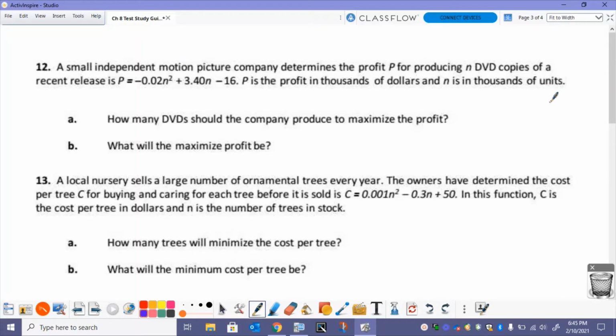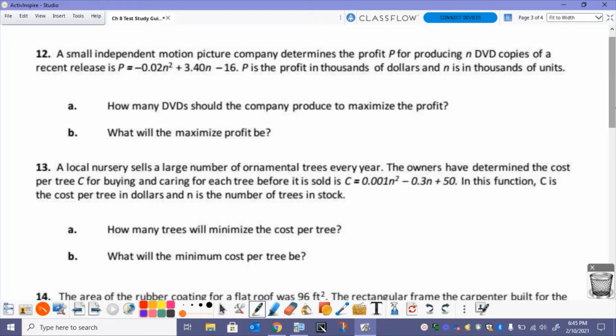All right. Number 12 says, a small independent motion picture company determines the profit P for producing N DVD copies of a recent release with this long formula function. P is the profit in thousands of dollars, and N is in thousands of units. The question says, how many DVDs should the company produce to maximize the profit?